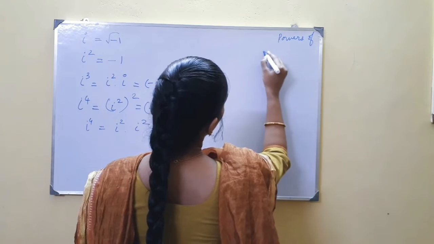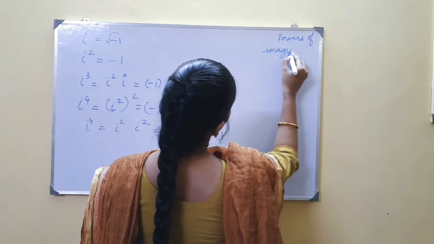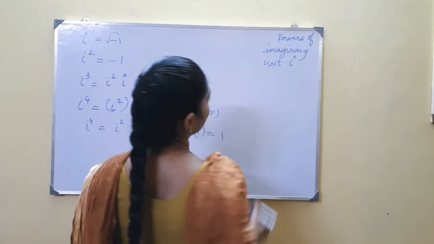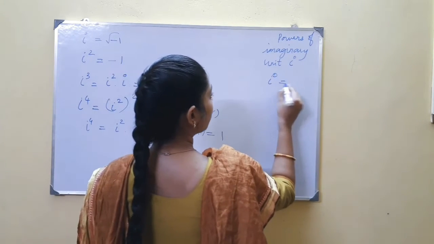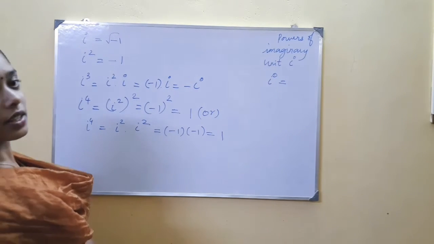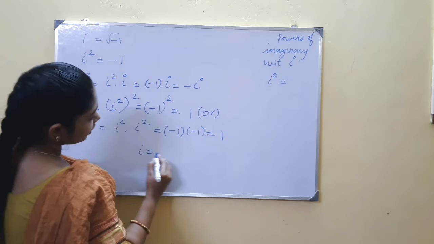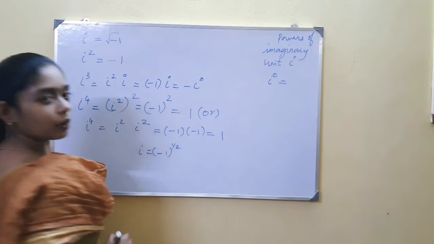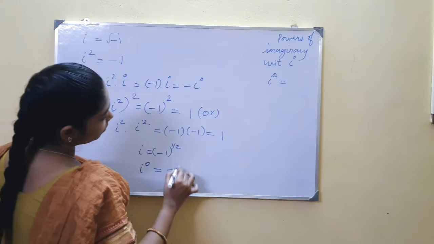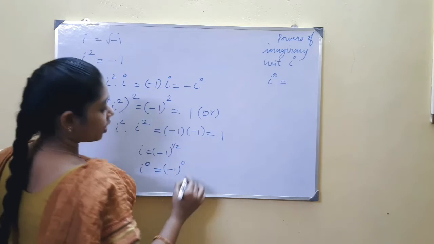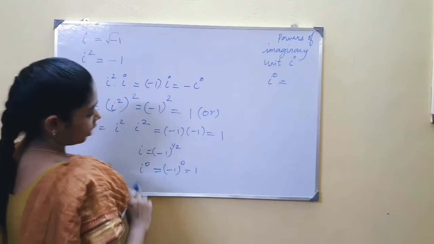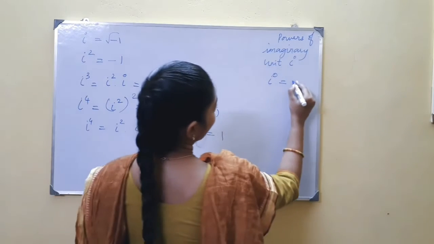Powers of the imaginary unit i. Now, what is the value of i power 0? If you take i is equal to root of minus 1, that is actually i is equal to minus 1 power 1 by 2. I am raising power 0 on both sides. What will I get? i power 0 is equal to minus 1 power 0 by 2, which is 0 actually. So any non-zero real number power 0 gives you 1. So i power 0 gives you 1.